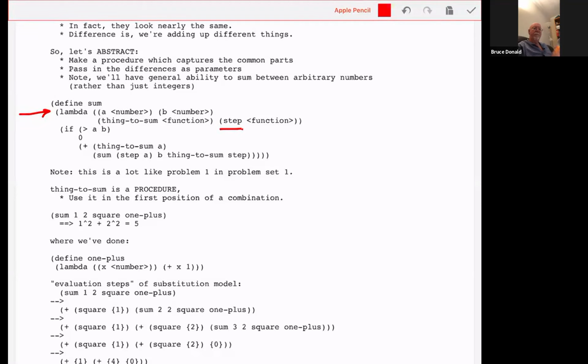Unless I've exceeded the upper bound here, what I do is this. So notice this simple syntax. Thing to sum is a function. So how do I use it in the procedure? All I do is put it in the first position of a combination. So the function that I'm summing up, thing to sum, gets passed in, applied to A, then that gets added to a recursive call to sum, where I've stepped A forward using the step function. So step is the thing that takes your current index and increments it, perhaps not just by 1, and thing to sum is a function like square.